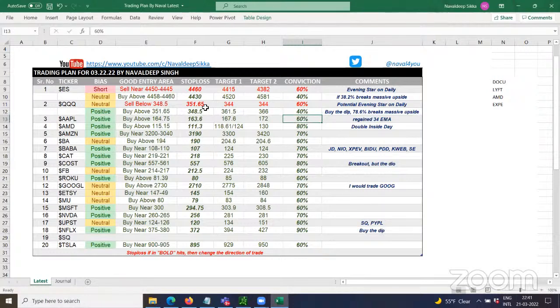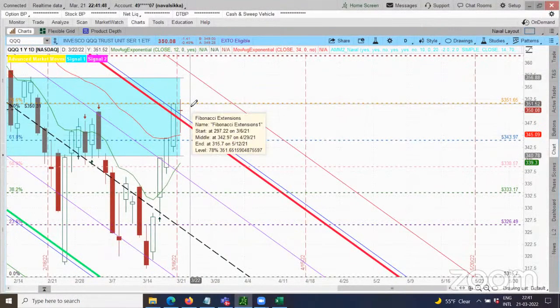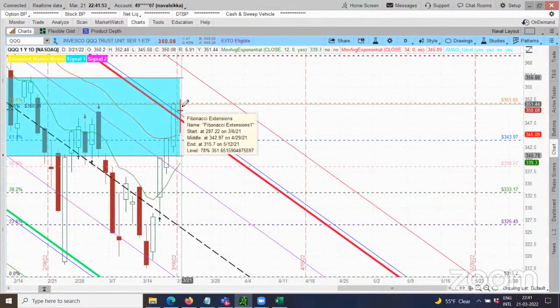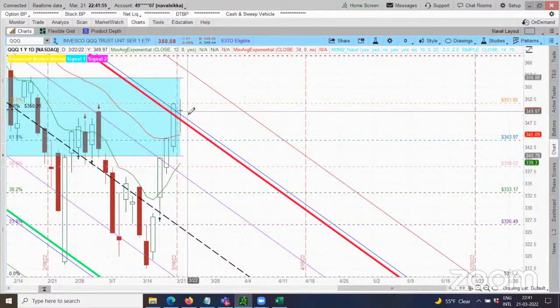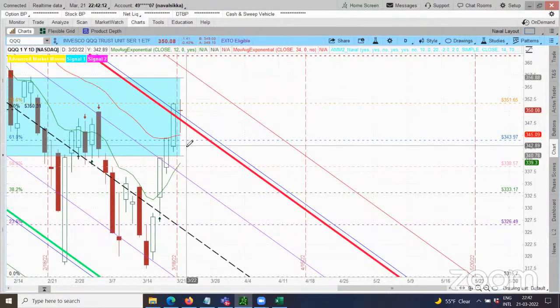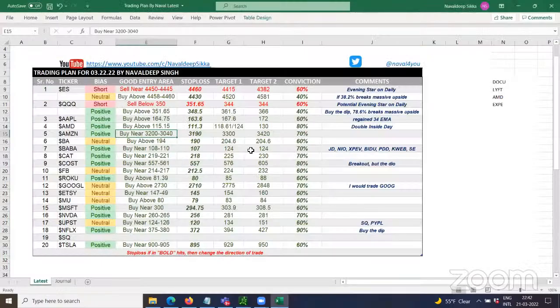So 351.65 is a stop loss, which is right there. Friday it tested that. Today it touched it and came back. Now, if you want to short it, we should short it below 350 area, not at 348, 350. We need to short it below 350, or you can go for puts below 350. Target is 344, which is this one, and 338.50.